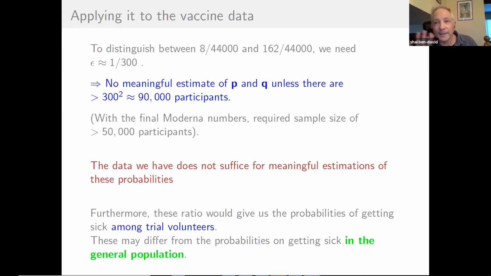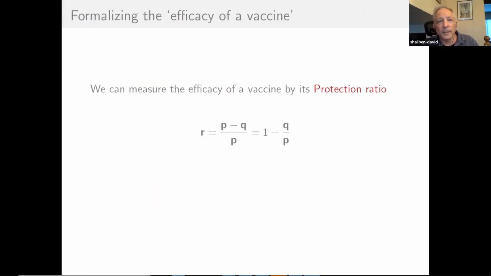So the story is not ending here. There are things that we can indeed estimate reliably. So instead of trying to estimate P and Q, we are looking for the protection ratio. Protection ratio is a notion that is common in epidemiology, and this is (P minus Q) over P.